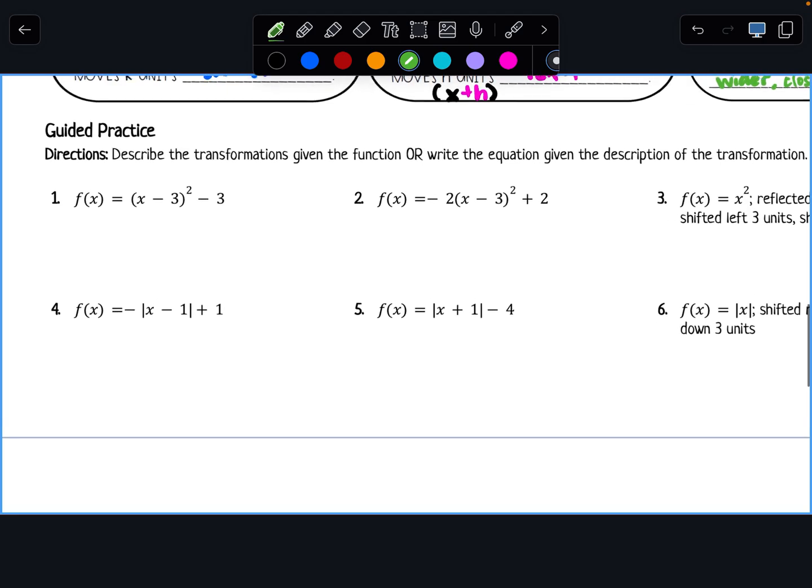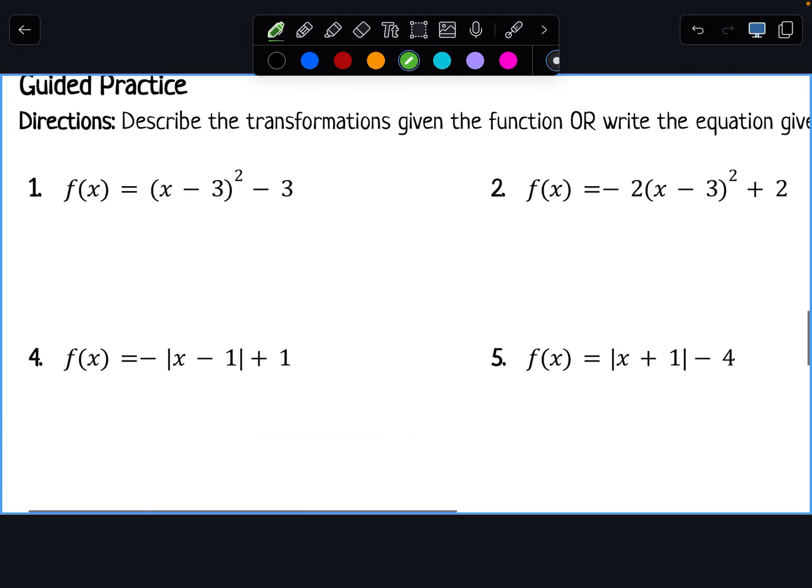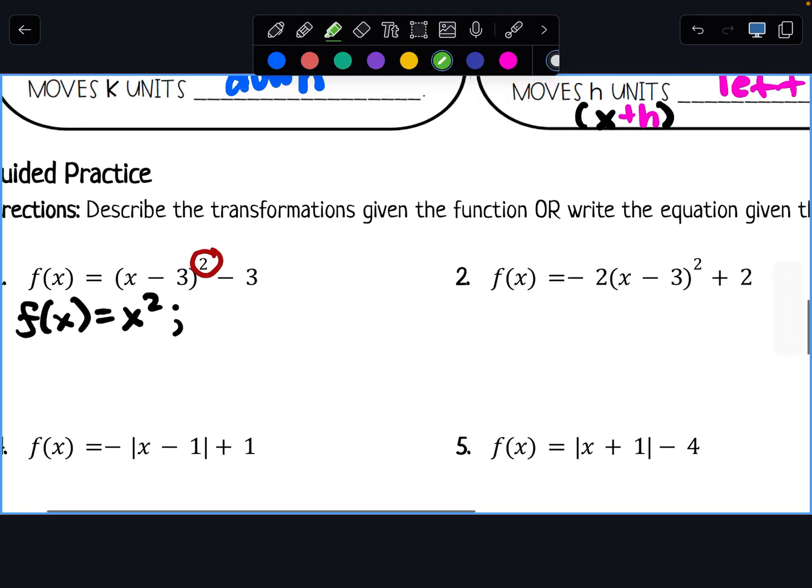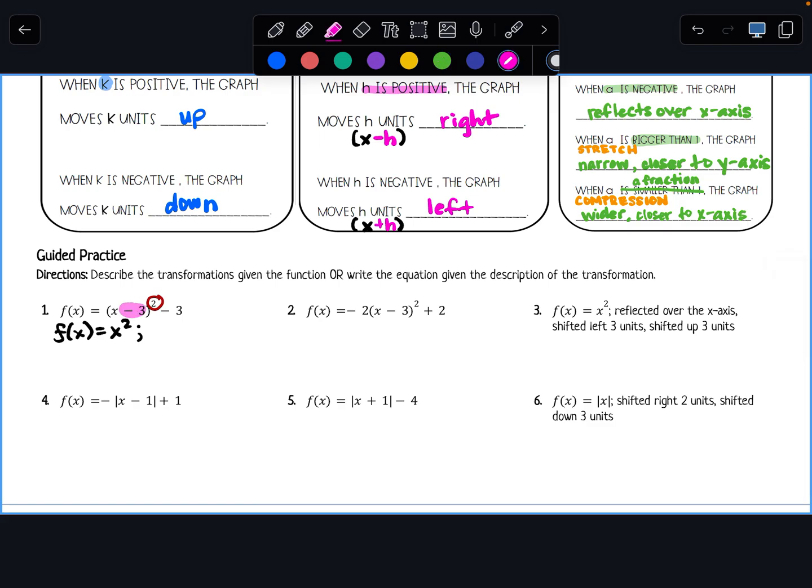Okay, so we're going to look at some equations and write what the transformation is. The first thing you have to do when you are telling me what the transformation is, is identify what the parent function was. In this case, because we see this exponent here, we know that the parent function was f of x equals x squared, and the transformations are as follows. This minus 3 tells you that it shifted 3 units right. And this minus 3, which is k, says it shifts 3 units down.